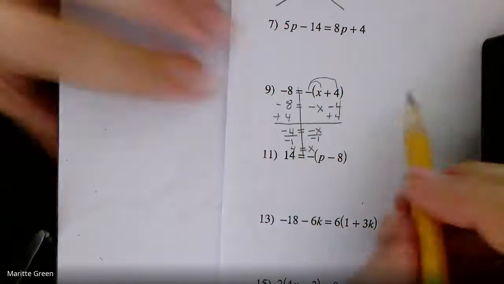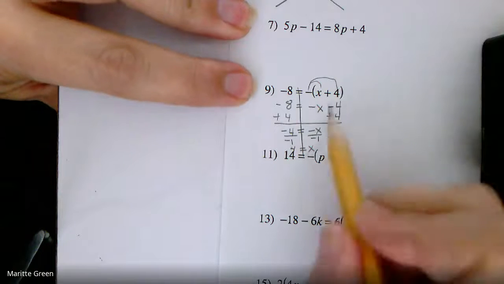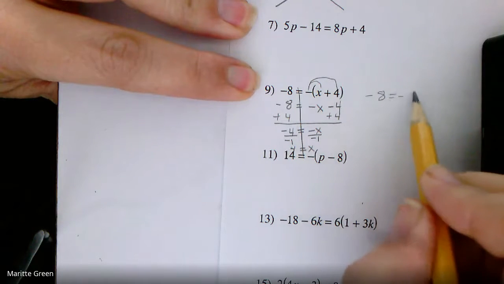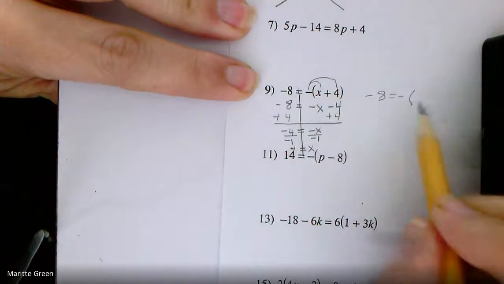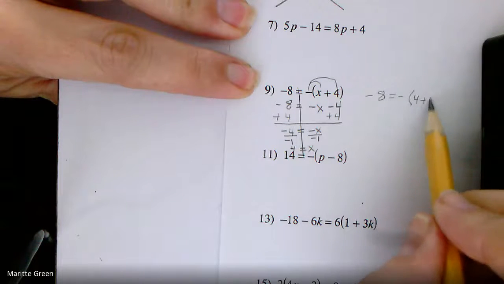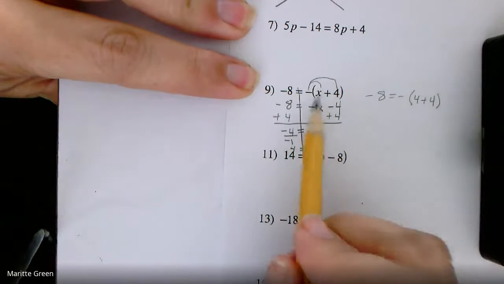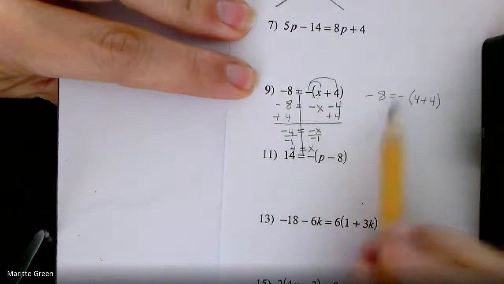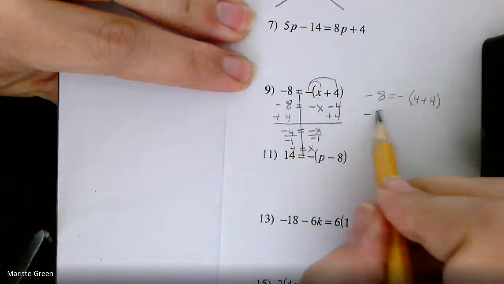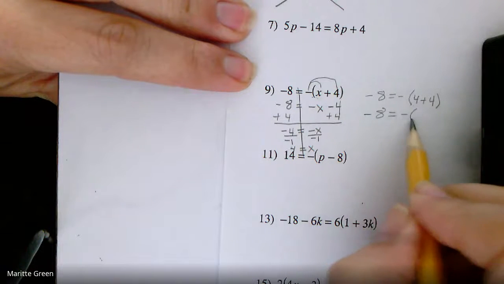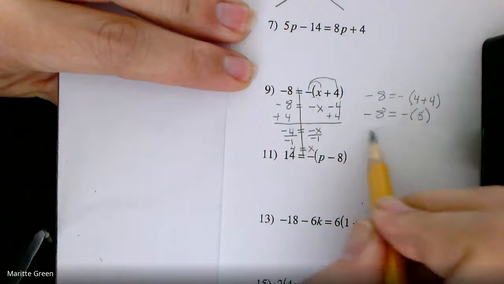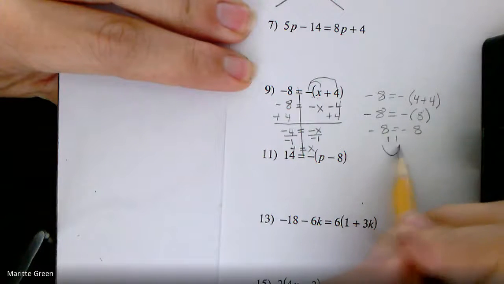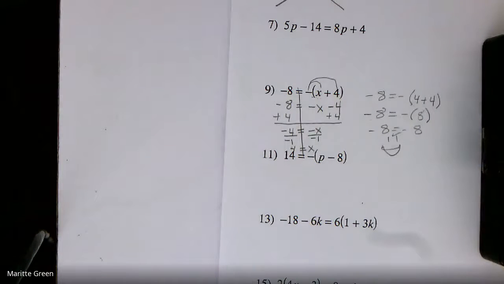We can check it by plugging in 4 wherever the x is. So we have -8 equals negative, what was it, 4 plus 4. Because there was a 4 right here, so I put a 4. There was an x right here. X was 4, so I'm going to put it there. -8 equals -8. So check head is happy.